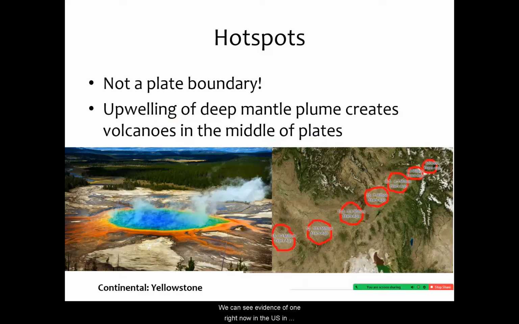We can see evidence of one right now in the US in Yellowstone. A hotspot feeding the Yellowstone caldera is what creates all those magnificent hot spring features and geysers and fumaroles that you can see around the Yellowstone area. But it also means that if we get a whole extra surge of magma hitting the Yellowstone area, we could have a supervolcano erupt.